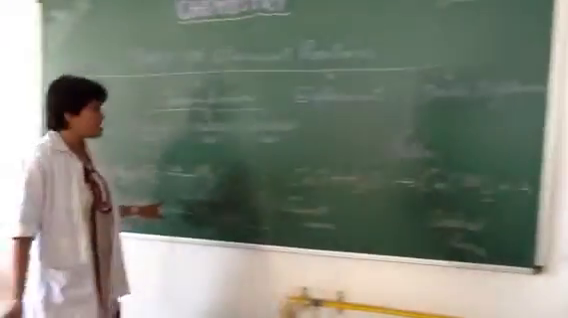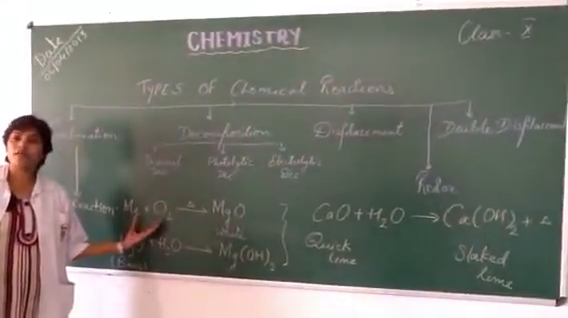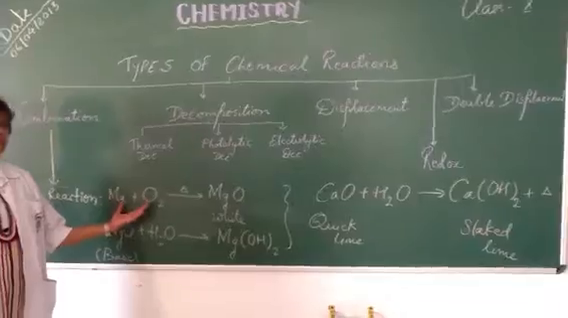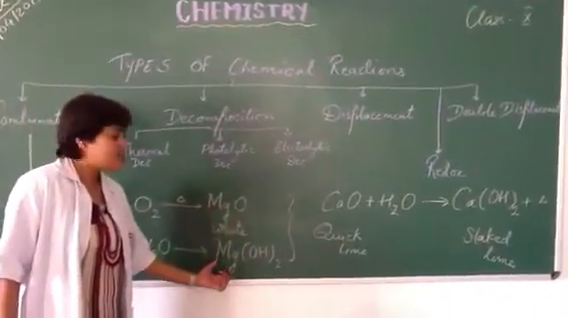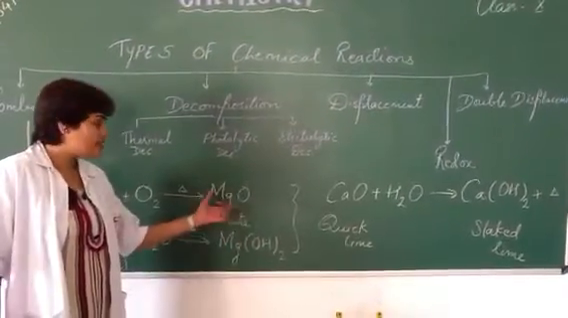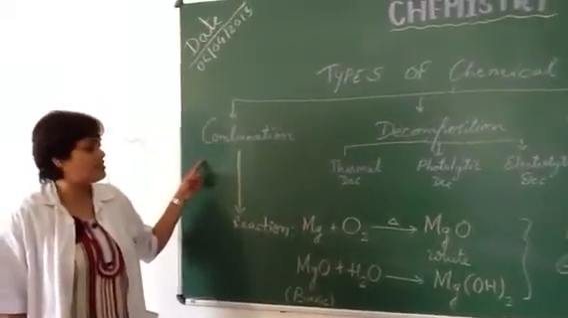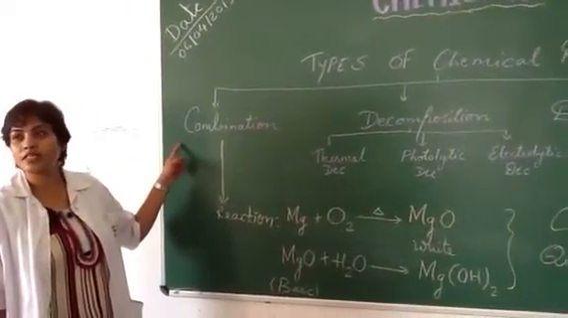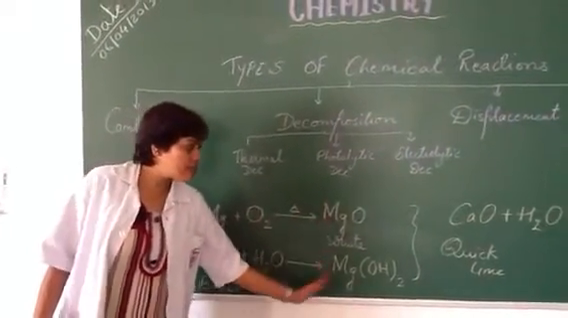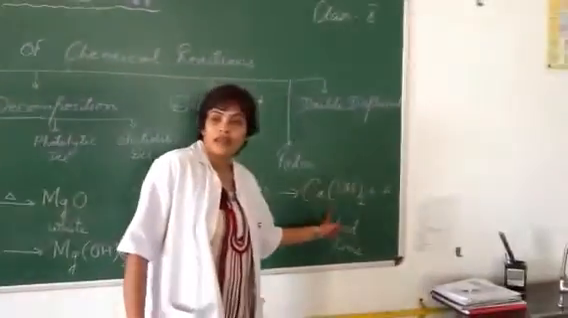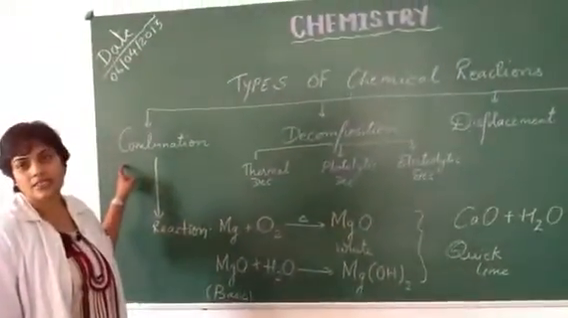In both the reactions, in both the demos, one common thing is there: whatever the number of reactants you are taking, when two or more reactants are reacting, it is forming a single product. And this means that it is a combination reaction. So what is the definition of a combination reaction here? When two or more reactants are combining, forming a single product. That gives you the type of reaction, that is combination reaction.